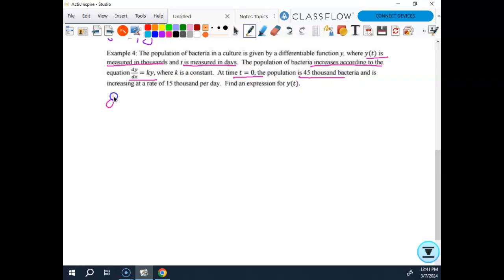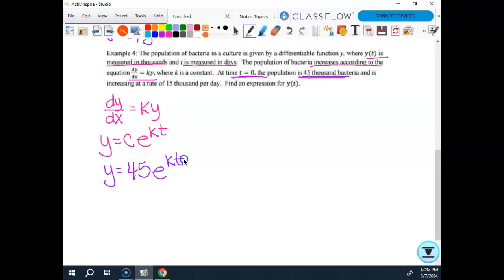So here's what we know. We know that dy dx is equal to k times y. When we have this proportional relationship, then y is equal to c times e to the kt power. What is c? y is c when t equals 0. So at t equals 0, y equals 45,000. So what is c? 45. So y is equal to 45 times e to the kt power.